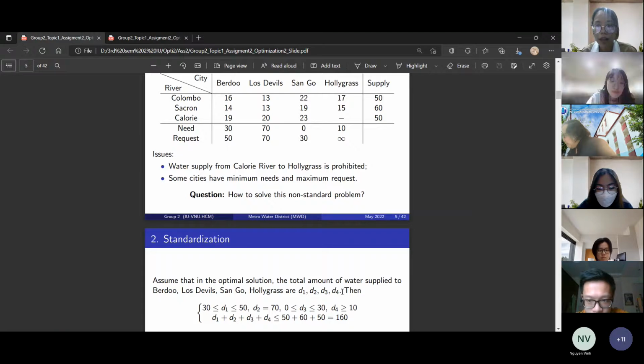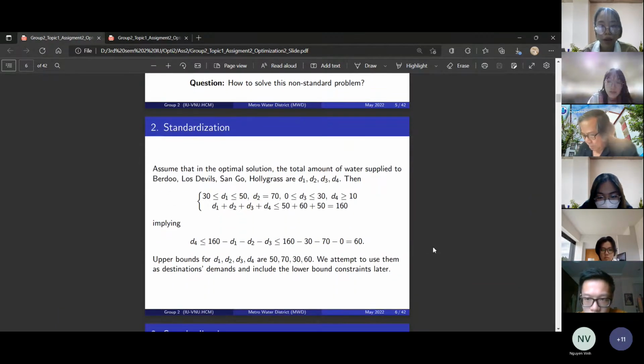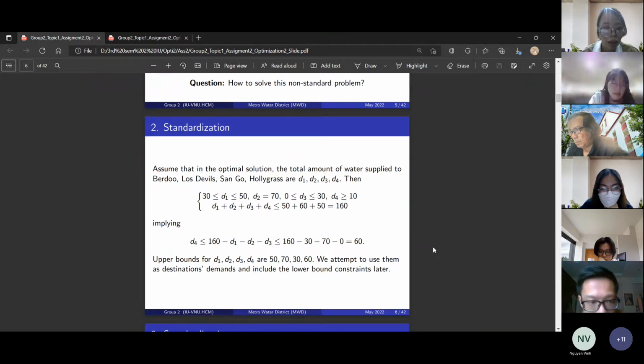Assume that in the final optimal solution, we supply D1, D2, D3, D4 to Purdue, Lost Devil, Sango, and Holy Grass. We can see that D1 goes from 30 to 50, D2 equals 70, since the minimum needed is also the amount of requested water. D3 goes from 0 to 30, and D4 is greater than or equal to 10. The second is that the total demand should be less than or equal to the supply, which is 160.